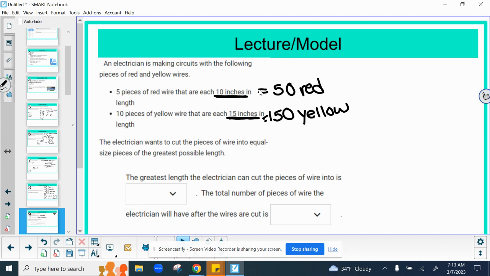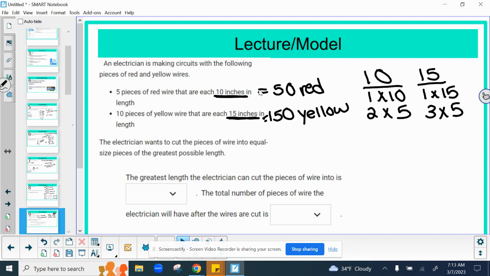All right, so 10 inches could be broken down into 10 1-inch pieces or 2 5-inch pieces, or the opposite. 15 inches could be broken down into 15 1-inch pieces or 3 5-inch pieces, or the opposite. All right, the greatest number I see here that is in both lists is 5 inches. So 5 is the greatest number we can cut both 10 and 15 into. So we are making 5-inch pieces.